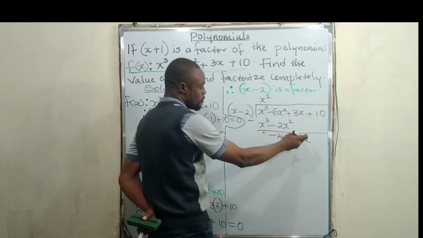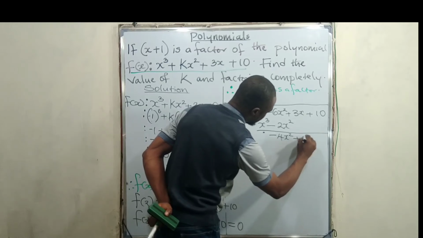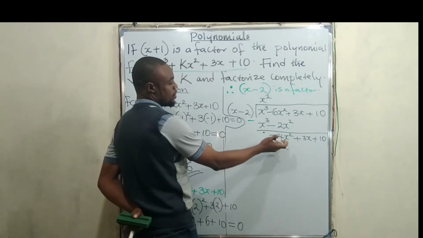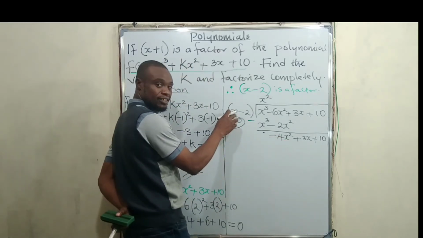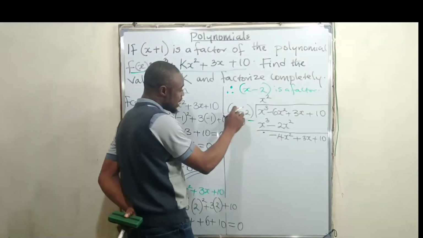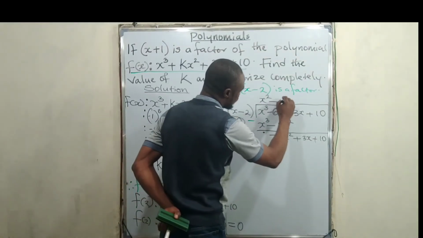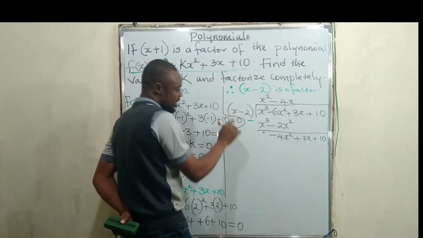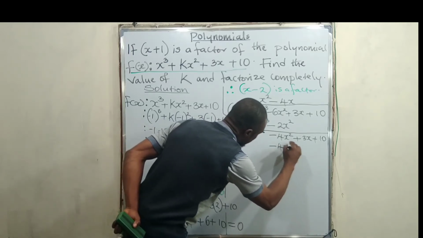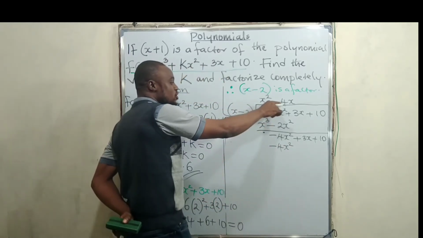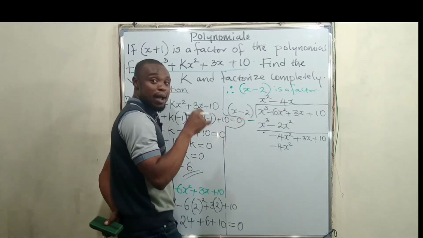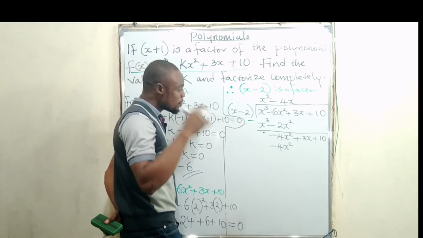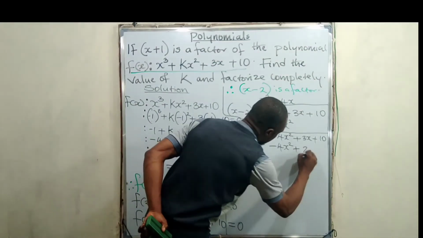Okay? So we bring down what? 3x and plus 10. Bring them down. So we divide again. Minus 4x squared divided by x. Minus 4x squared divided by what? X. We have a minus 4x. So minus 4x multiplies x here, we have a minus 4x squared here again. Alright, minus 4x multiplied by minus 2. Remember, minus times minus is what? Plus. So minus 2 multiplied by minus 4 is plus 8. So we have our plus 8x.